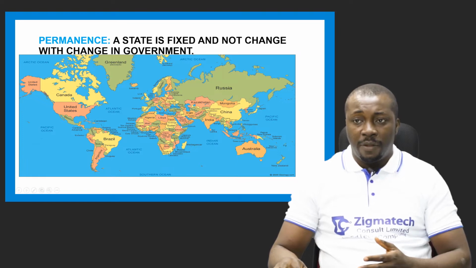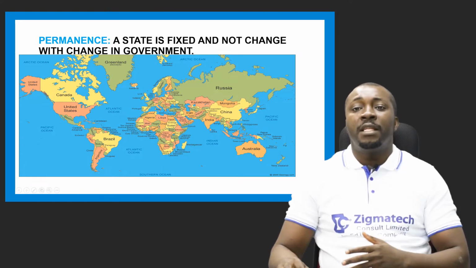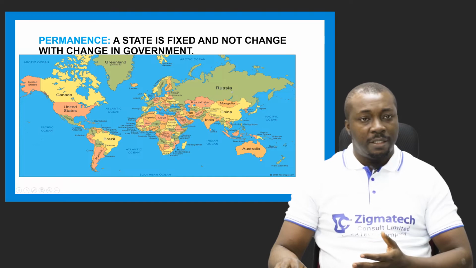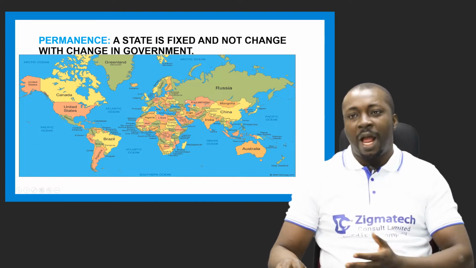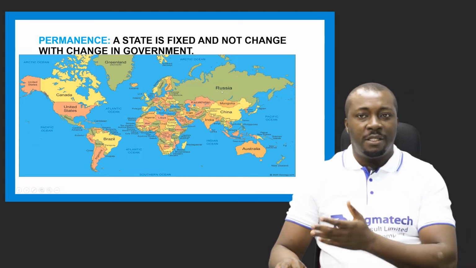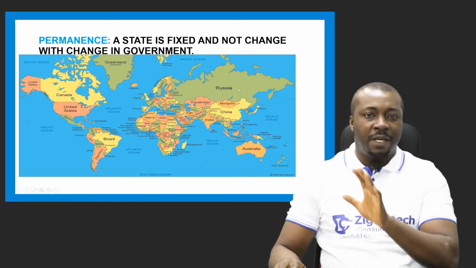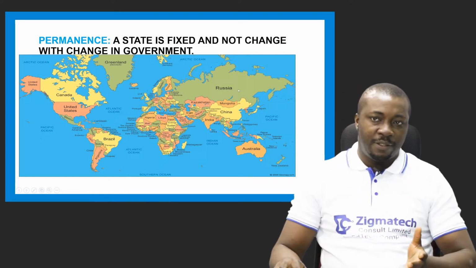You can see the map of the world. You can see every state, they are there. Many governments over centuries have come and gone, but the state remains there. So it's not affected by the change in government.